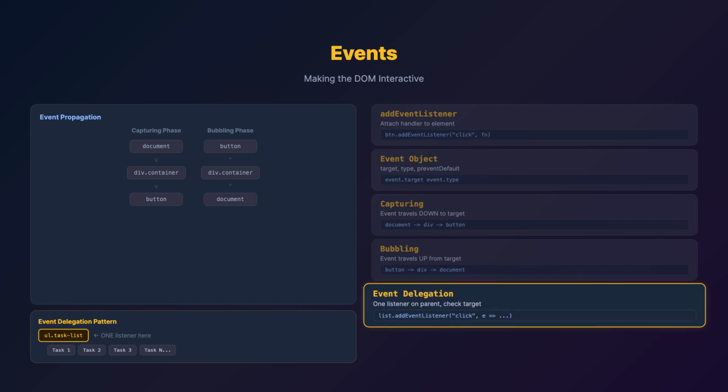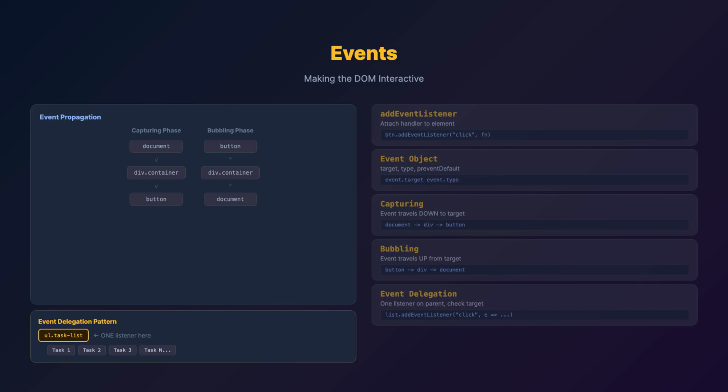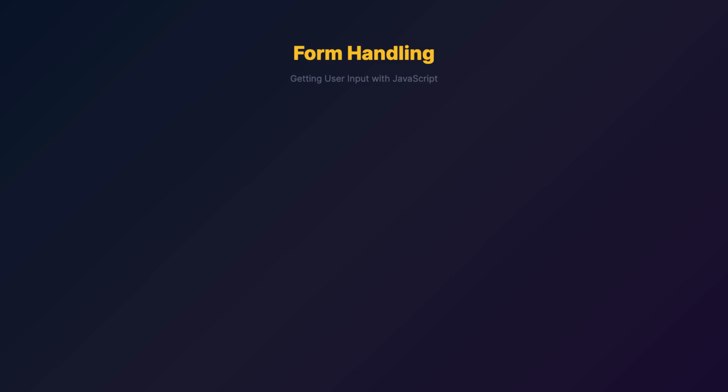Event delegation uses bubbling to handle events efficiently. Instead of adding a listener to every task card, add one listener to the parent container. When a card is clicked, the event bubbles up to the container. Check event.target to find which card was actually clicked. This is faster, uses less memory, and works for elements added later. Event delegation is the professional pattern for dynamic lists.